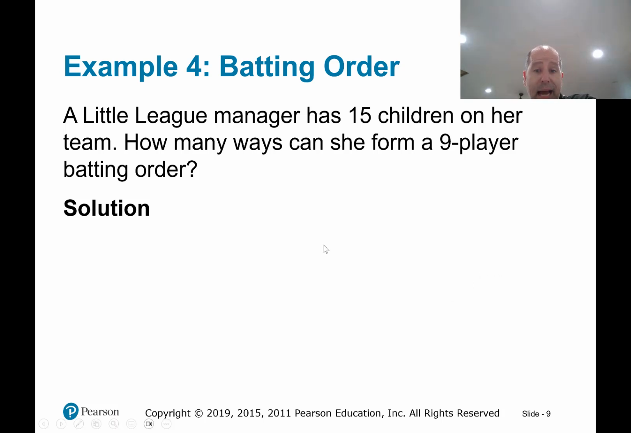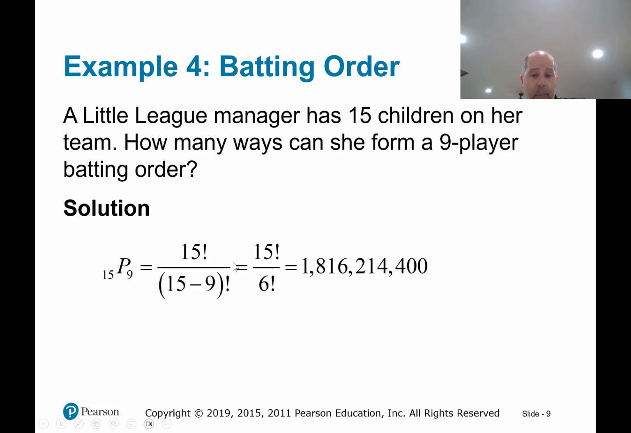Well, again, you've got 9 spots to fill, and so you're going to choose from the 15. So it's going to start with 15 all the way down to what? You have 15 times 14 times 13, 12, 11, 10, 9, 8, 7. And if you multiply all of those together, you get this answer: 1,816,214,400 possible batting orders.